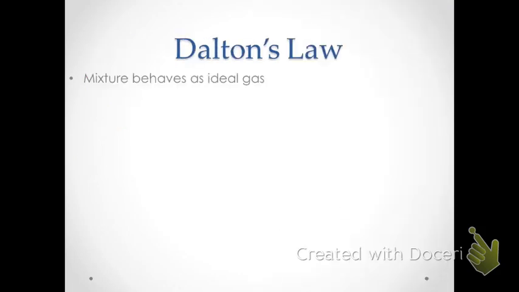Now, because the gas law is independent of identity, depends only on the amount, you can imagine that a mixture of gases will also behave as an ideal gas because it only depends on the number of moles of gases, the total number of moles. And from this we get Dalton's law, also something that you discussed in general chemistry.